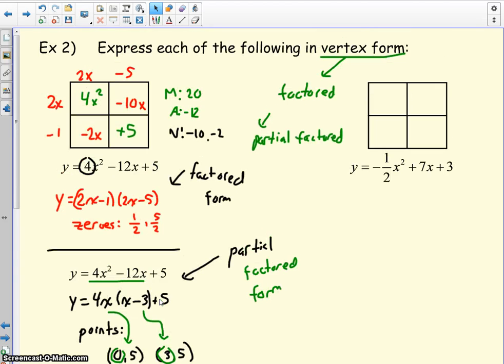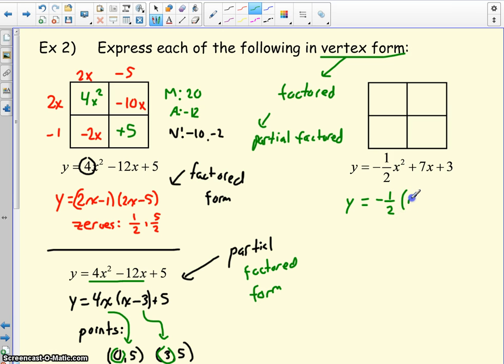Okay, with the one on the right though, let's see what happens. Well, first of all, if you try to factor this, it's really tricky when you're involving a fraction here. If you want to, you could factor out that negative 1 over 2 as a common factor. Might make things a little bit easier.